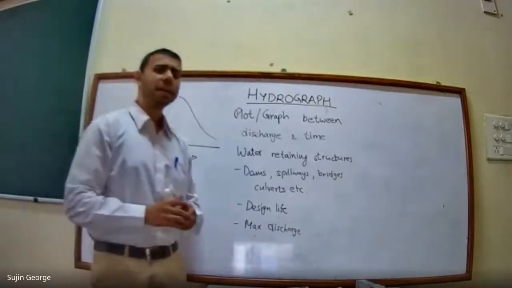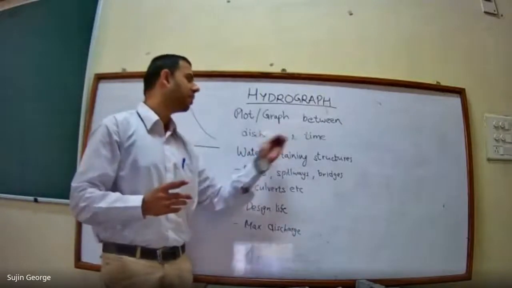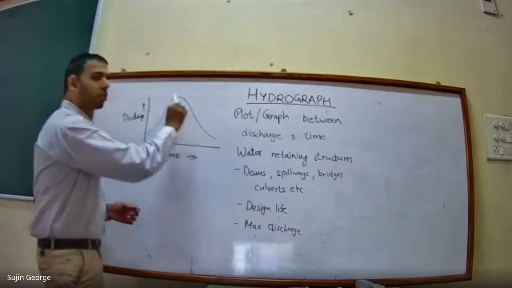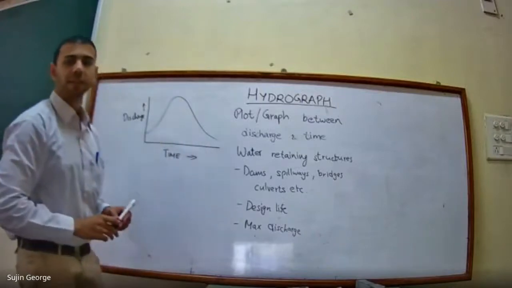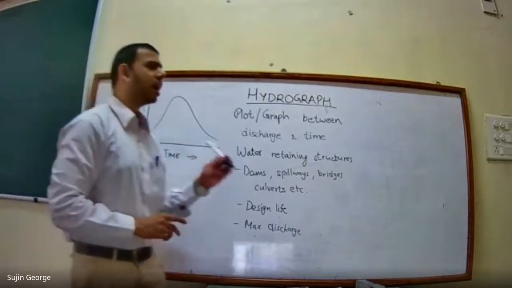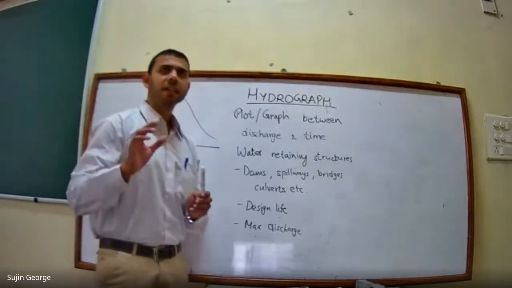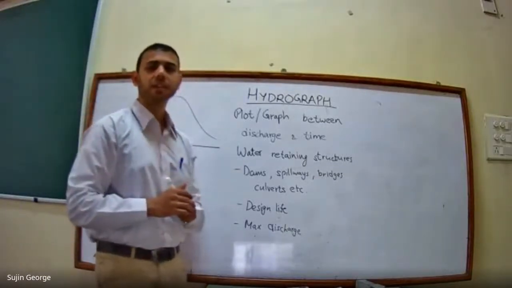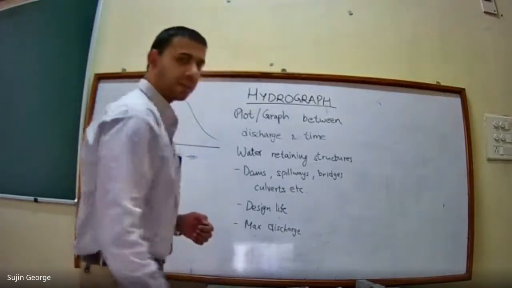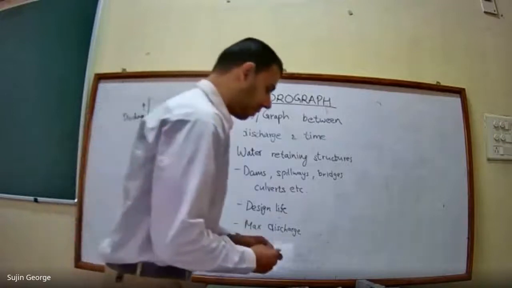Okay, and I told you what a hydrograph is. It is a graph between discharge and time, and we can plot it using this curve. Now, there are several factors which affect this hydrograph. We'll be discussing the factors which affect hydrograph.